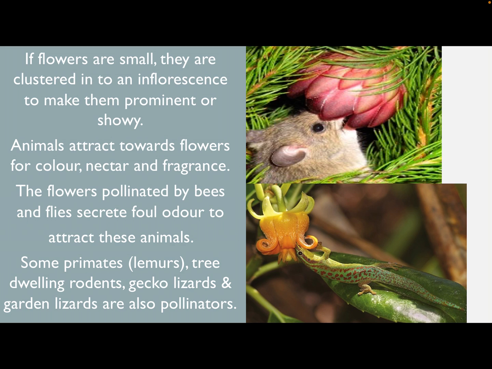Some primates, for example lemurs, tree-dwelling rodents, which means mouse-like animals, they are called rodents, gecko lizards and garden lizards are also pollinators. Some mammals are also pollinators. Often they are not prominent or most important, but they can contribute some amount of pollination. Here you can see a mouse, and in the lower picture you can see the gecko lizard. They also pollinate some flowers.